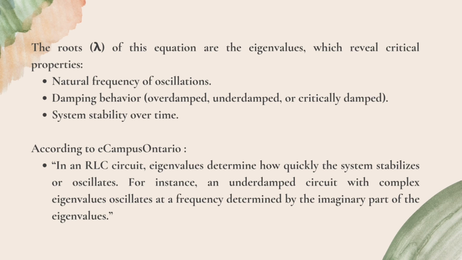According to eCampus Ontario, in an RLC circuit, eigenvalues determine how quickly the system stabilizes or oscillates. For example, an underdamped circuit with complex eigenvalues oscillates at a frequency determined by the imaginary part of the eigenvalue. Now I pass to the next person to present.